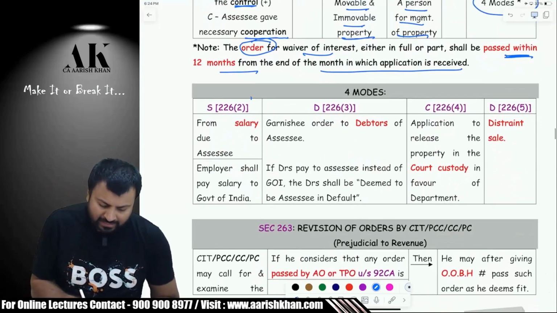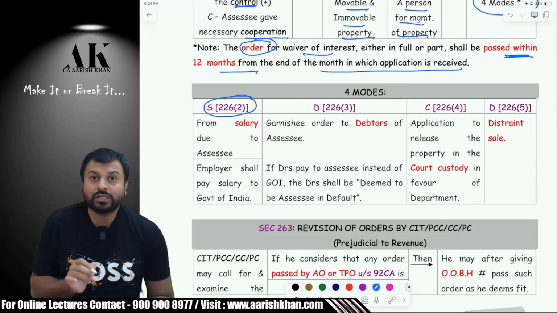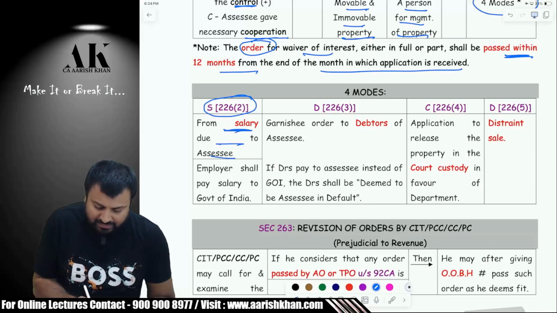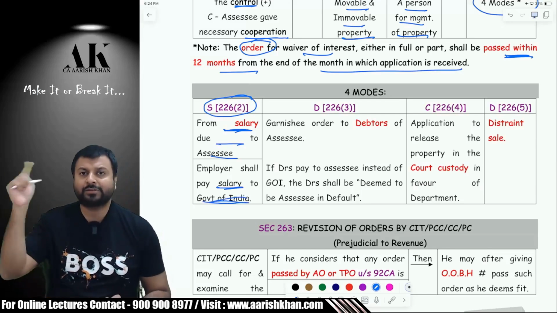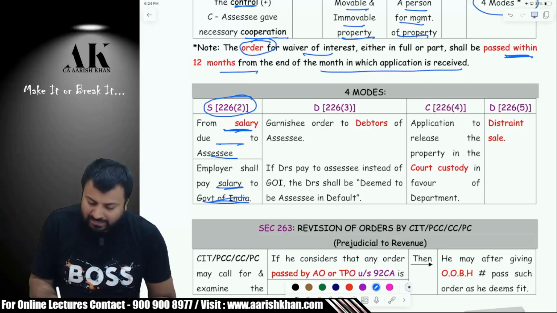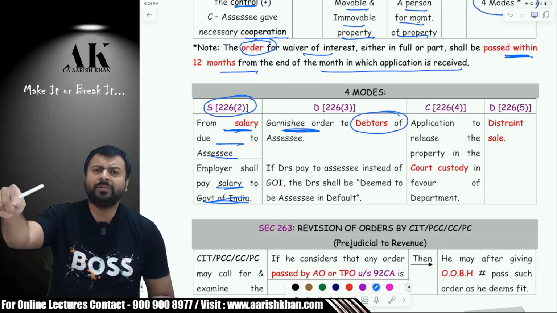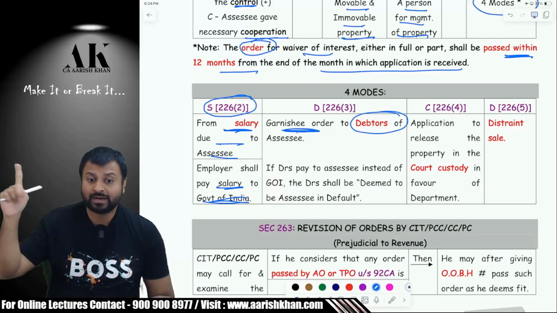What is the first thing? Section 276 subsection 2. If you are employed somewhere, then the government will send notice to your employer that the salary of the assessee should be credited to the government of India from next month onwards. And if you have some money to be received from your debtors, then garnishee orders will be issued to the debtors, and the government will inform the debtors that you have to give the money to the income tax department rather than to the assessee.